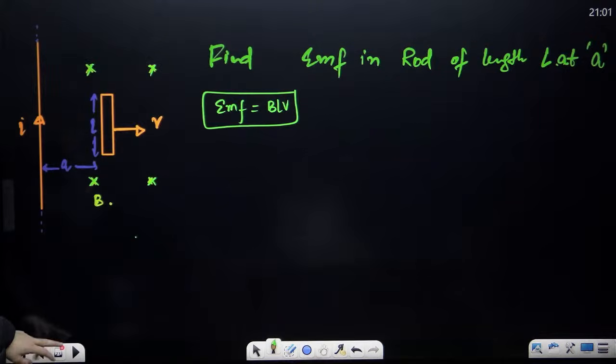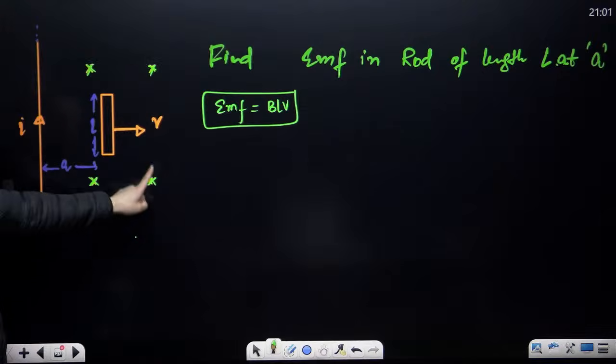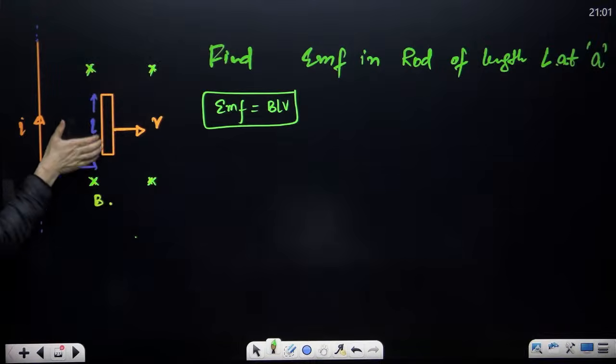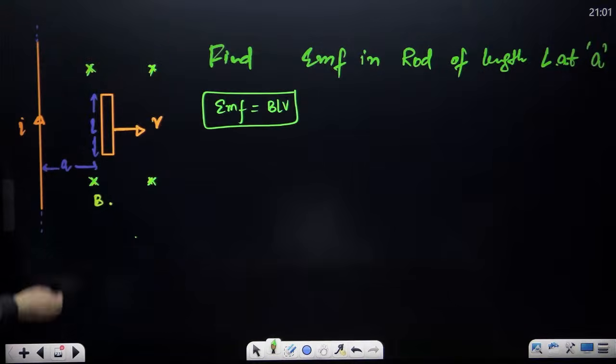Yes, absolutely. This magnetic field is basically being created because of this wire. Place your thumb along the direction of current, curl your fingers. So this is the magnetic field because of the wire.